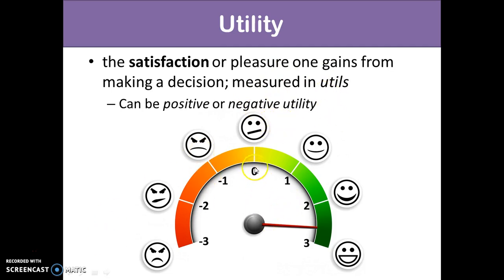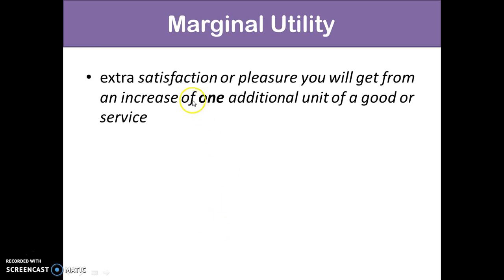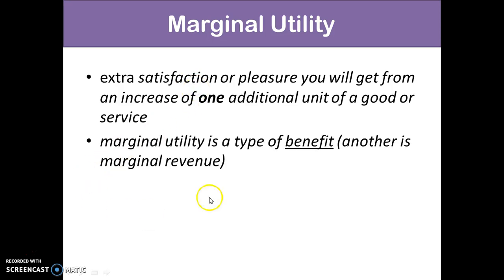And so we can think of it this way, that we make a decision, we might be indifferent, experience no pain or pleasure, or we might feel good about something, and we would experience what we can call utility. On the other hand, we could make decisions that hurt us and we don't feel any pleasure or satisfaction. We would experience negative utility. Marginal utility will work the same way as marginal benefit. It's the extra satisfaction or pleasure you get from an increase of one additional unit of a good or service. And again, marginal utility, it's a type of benefit.